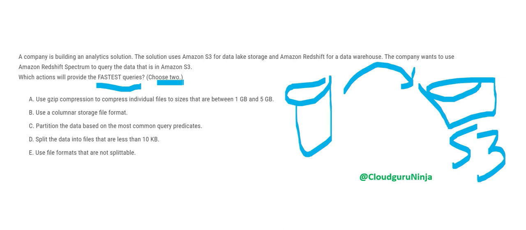There are 5 options. You have to choose 2. Okay. The first one says, hey, let me zip all the files that are there in S3. I'll have to zip it so that the size is between 1 GB and 5 GB.